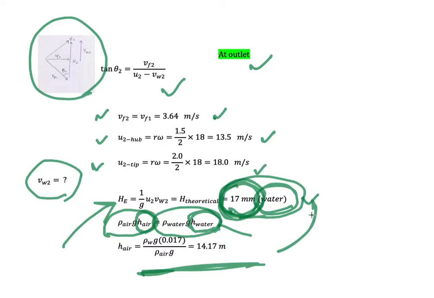So what do these two heights mean? It means that the energy that could lift 17 millimeters of water could also lift 14.17 meters of air, because air is less dense compared to water, so that energy could lift air much higher than it could lift water.